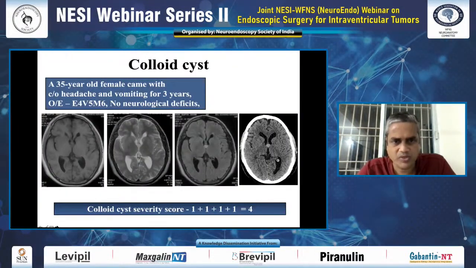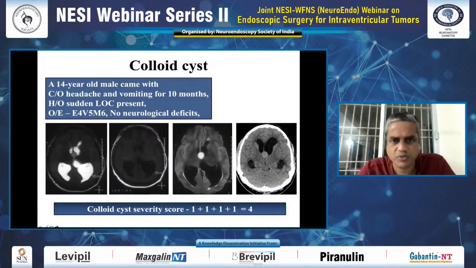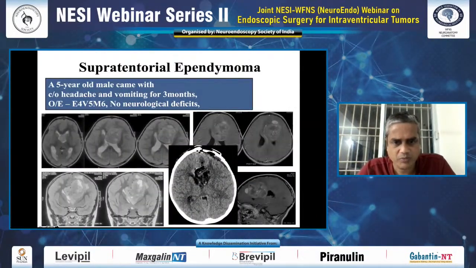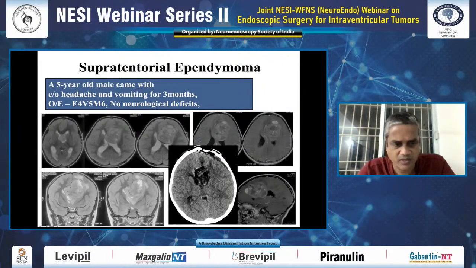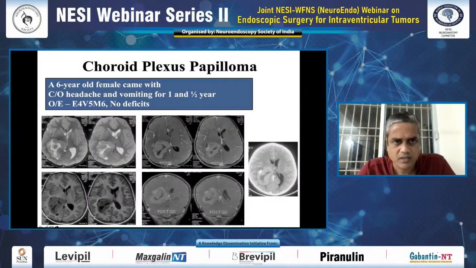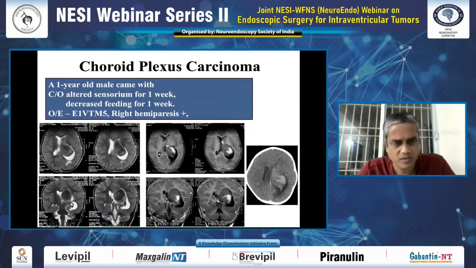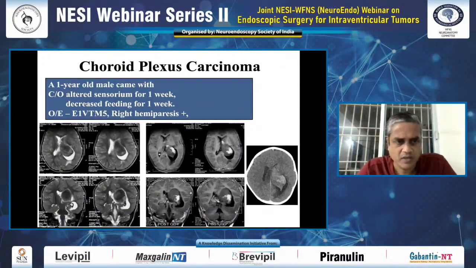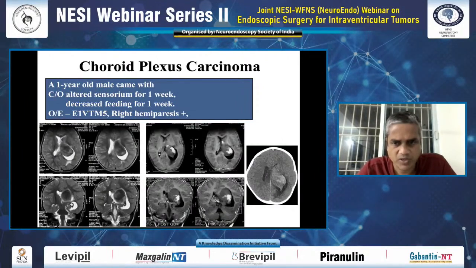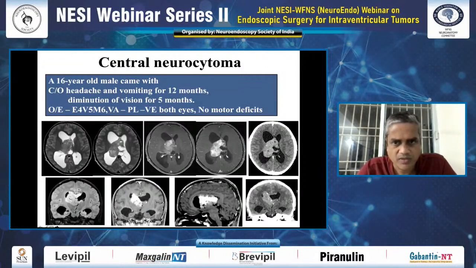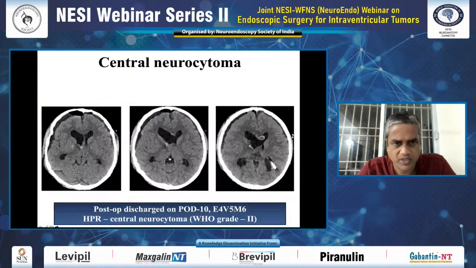And these are a few examples of colloid cyst. That's a pre-op and a post-op. It's a large ependymoma. That's a post-op CT scan in the center. And again, a choroid plexus papilloma. That's a post-op developed cyst. We had to do a shunt there. That's again a large choroid plexus carcinoma, post-op. It's a central neurocytoma, again operated interhemispheric.